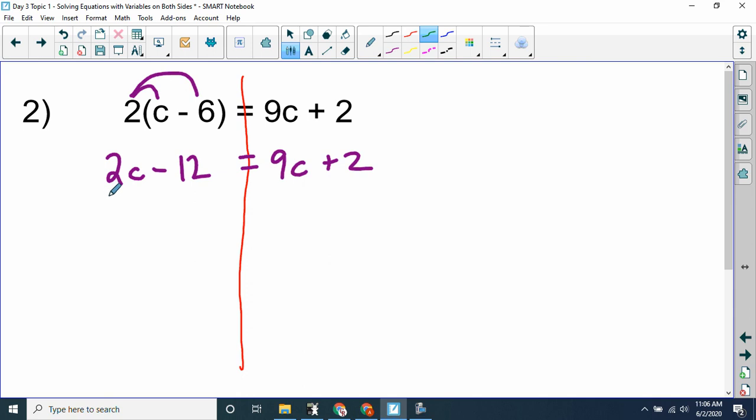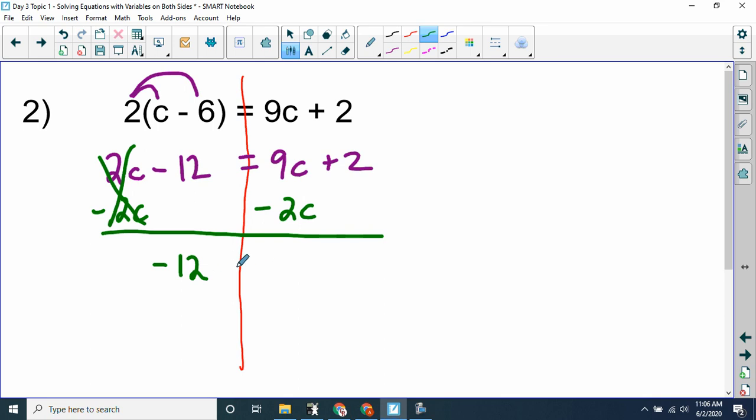Either way works. I'm going to get rid of the 2c, so I can get rid of the 2c by subtracting 2c. And notice 2c minus 2c is going to cancel out. That's going to go away. But if I subtract 2c on the left side, I also need to subtract 2c on the right side of my equation. Don't forget about your minus sign. Bring your minus sign down. Negative 12 equals, I have like terms here. I can combine those. 9c minus 2c, that's 7c.